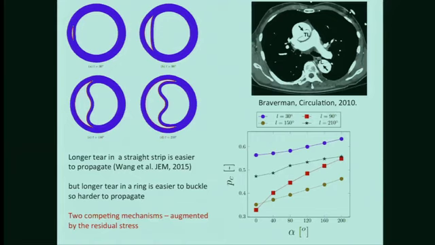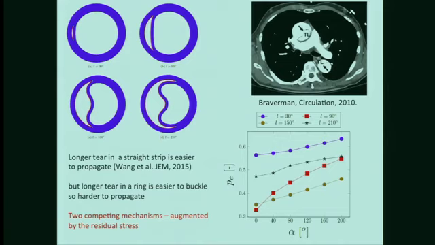If you have a very long tear, it's also hard, because the energy is used to buckle this flap. Once this is buckled, there's not much energy to push this tear to open. So in this situation the stress contribution is reduced. If you have a very long one, it actually becomes harder to propagate. If you have something in between, then there's a competing mechanism again.